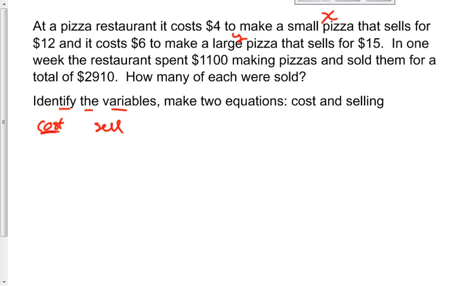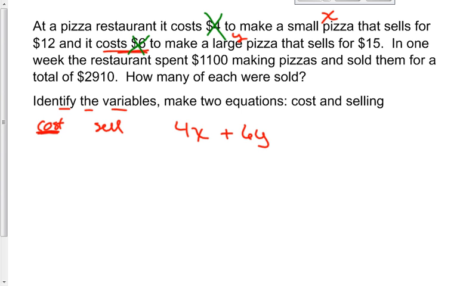The first equation I write will deal with the cost for everything. So it costs $4 to make a small. That's 4X. And I have now used the 4. It costs me $6 to make a large. So $6 to make a large pizza. So now I am done with the 6. A lot of times it helps to cross things off as you go.